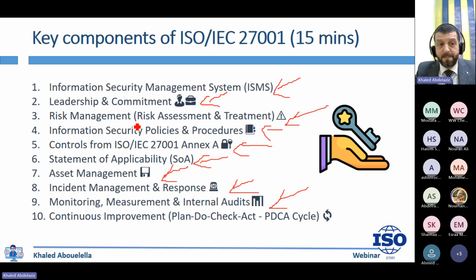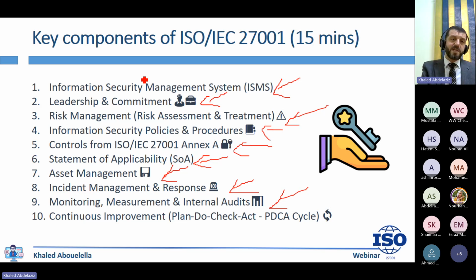Also, continuous improvement. As I told you, an information security management system based on ISO 27001 uses an approach called PDCA, plan, do, check, and act. It's an iterative approach. So you need to follow the plan, do, check, and act approach to ensure the ongoing enhancement in your information security management system.